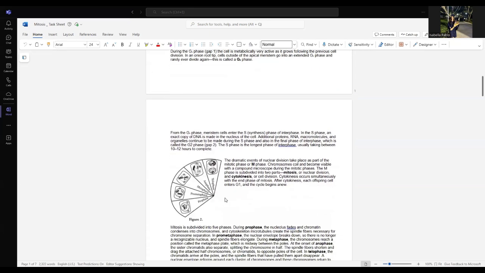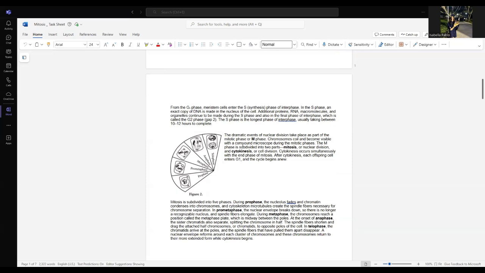Moving on, from the G1 phase, meristem cells enter the S synthesis phase of interphase. In the S phase, an exact copy of DNA is made in the nucleus of the cell. Additional proteins, RNA, macromolecules, and organelles continue to be made during the S phase and also in the final phase of interphase, which is called the G2 phase, GAP2. The S phase is the longest phase of interphase, usually taking between 10 to 12 hours to complete.